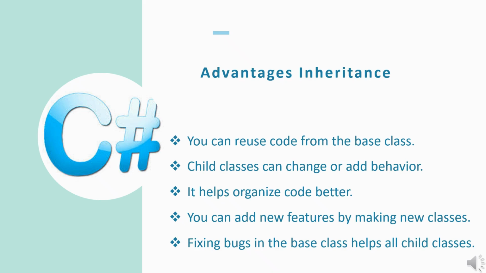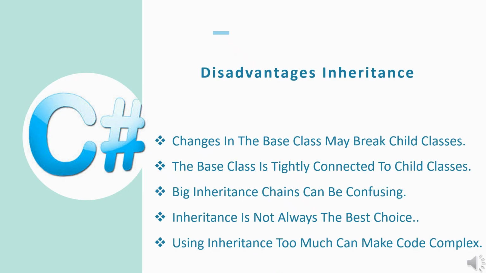3. It helps organize code better. It means grouping similar things together makes the program easier to understand. 4. You can add new features by making new classes. It means you can create new child classes that have extra abilities without changing the old code. 5. Fixing bugs in the base class helps all child classes. It means when you fix a problem in the base class, all the classes that use it automatically get the fix.